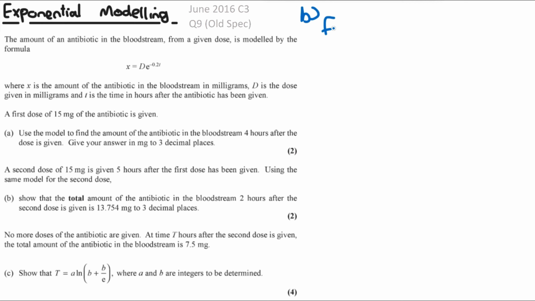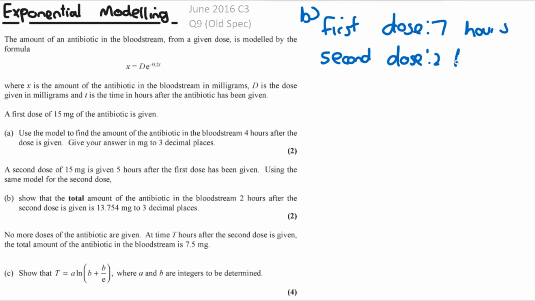So therefore, the first dose was 7 hours ago, because it's 5 plus 2. And then the second dose is just 2 hours. And then we need the total amount, so this is the combination of both doses, and we need to figure them out individually. So let's focus on the first dose. So x is equal to, again it was 15 milligrams, so it's 15 e to the power of minus 0.2, and now it's 7 hours, so it's to the power of 7.